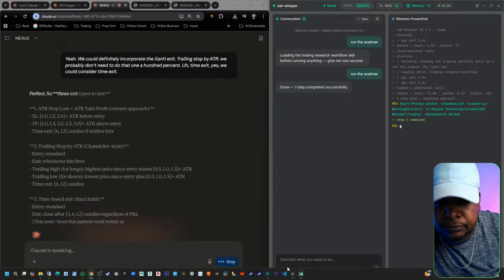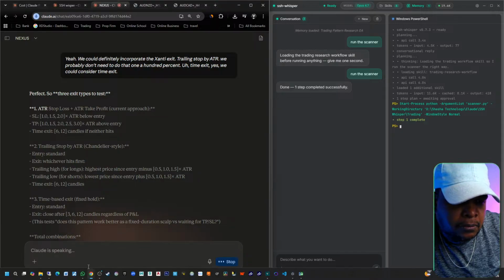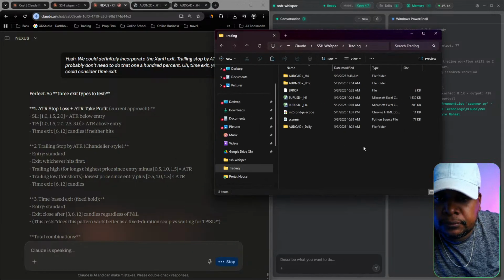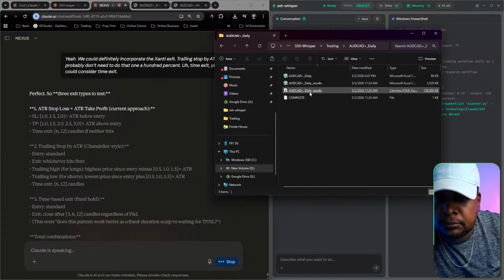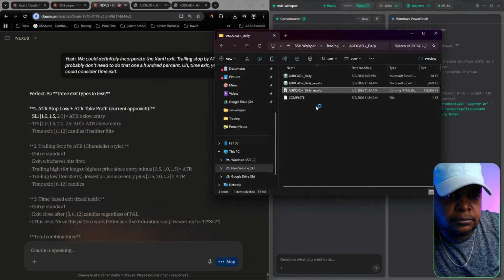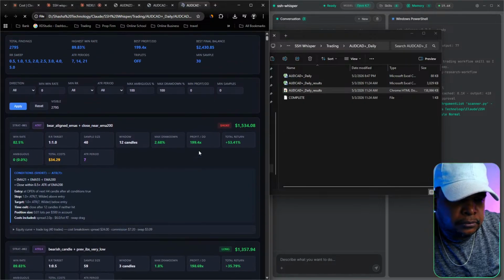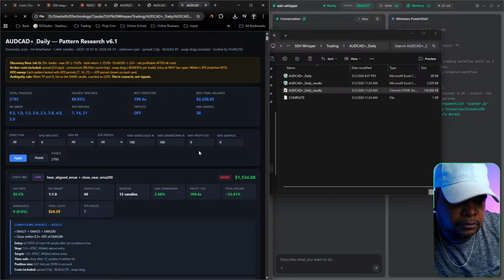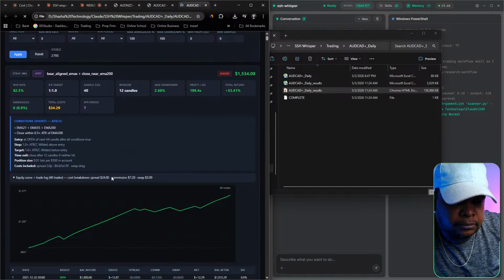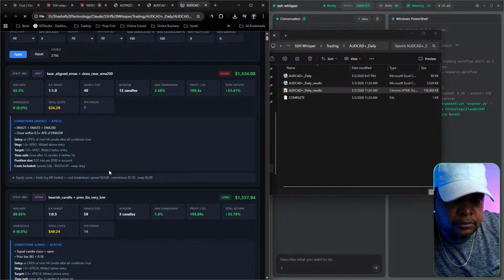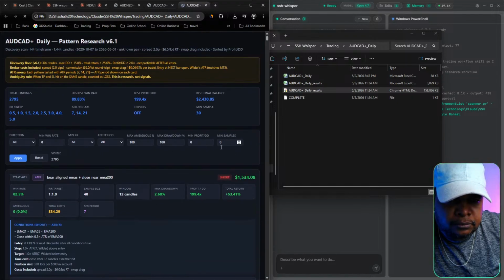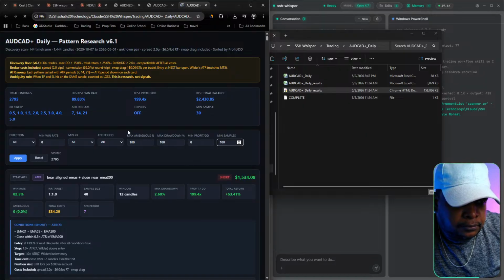Perfect. So 3 exit types to test. 1. ATR stop loss plus ATR take profit. Current approach. SL 1.0, 1.5, 2.0x ATR below entry. TP 1.0, 1.5, 2.0, 2.5, 3.0x ATR above entry. Time exit 6, 12 candles if neither hits. 2. Trailing stop by ATR, chandelier style. Entry standard, exit whichever hits first.